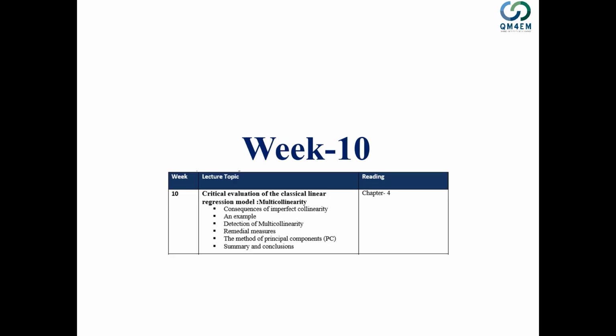Let me start with week 10. In week 10, this is the second lecture. In the previous lecture, that was the first lecture of week 10, we covered the consequences of imperfect multicollinearity, and we also studied an example of that. So week 10 is mainly focused on the topic of multicollinearity, and in the previous lecture we looked into what multicollinearity is and how it affects our results if there is imperfect multicollinearity.